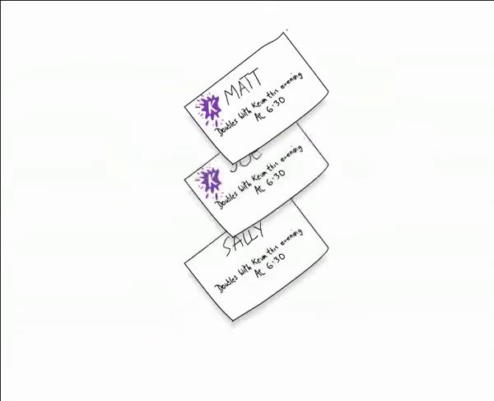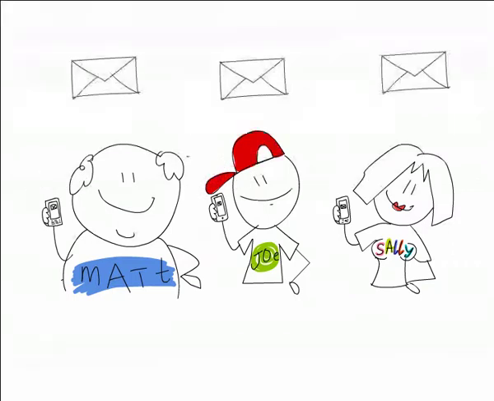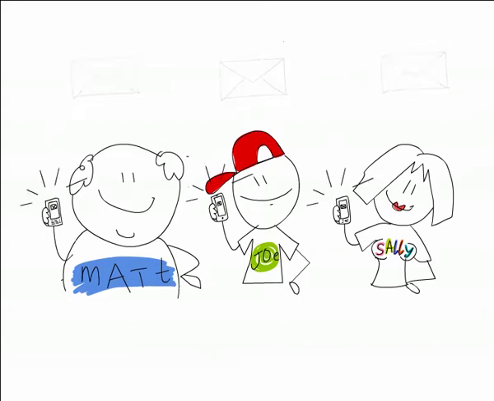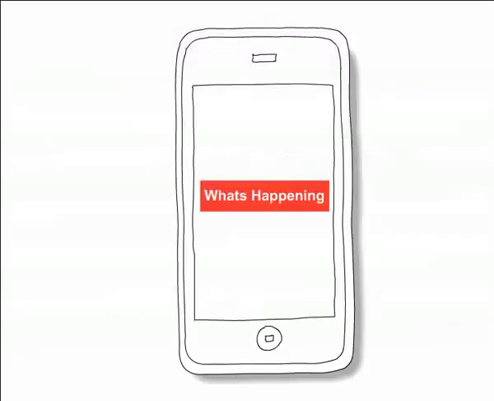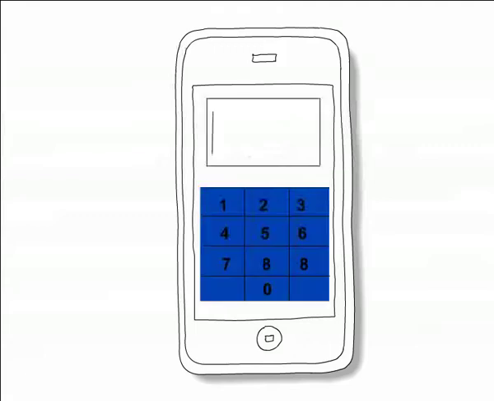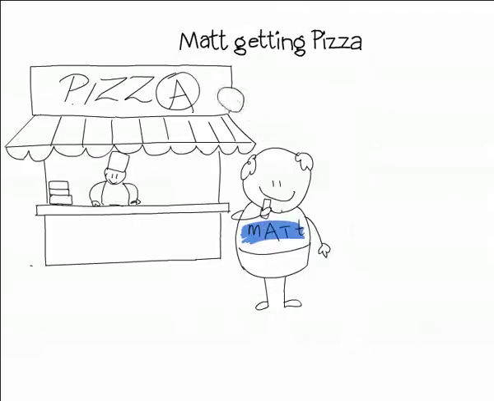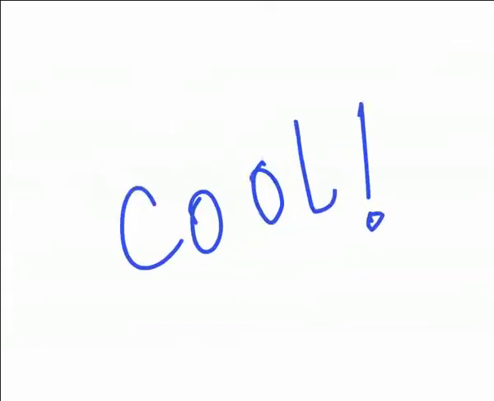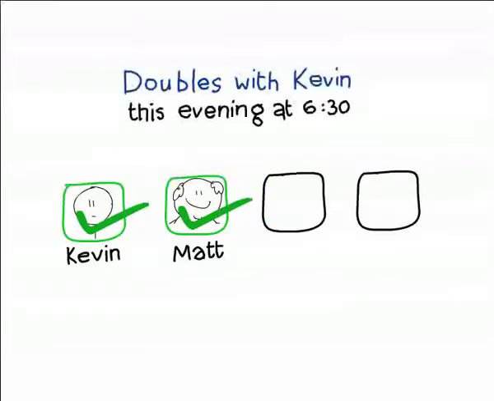Next, Matt, Joe, and Sally will be sent the invitation at the same time. Invitations are sent to Matt, Joe, and Sally's cell phone as text messages. The text has all the details, such as what's happening, where it's happening, and the RSVP time. Matt, Joe, and Sally simply reply to the invite with a number 1 if they can come, or a 0 if they can't. Matt responds to the message and says he can come. Cool! So now Kevin only needs 2 more people to play doubles with this evening.